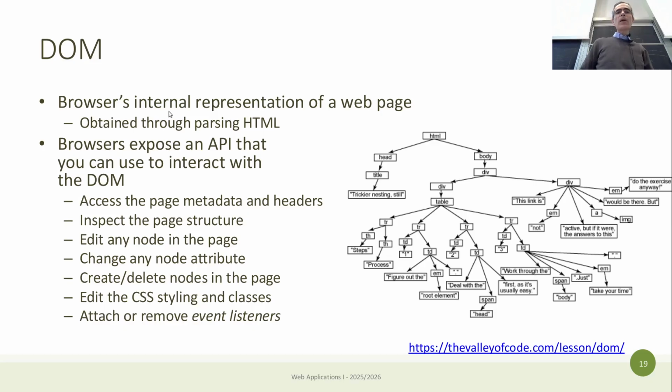Okay, so the DOM is the browser's internal representation of a web page, which is obtained through parsing HTML, okay? So you remember last time we wrote HTML, body, table, tr, table row, and so on. The browser takes this text document and parses it. That means it transforms it into a structure in memory. So a tree structure in this case, and browsers expose an API that you can use to interact with the DOM. Basically, this means that you can, at runtime, using code, modify the appearance and the content of your page.